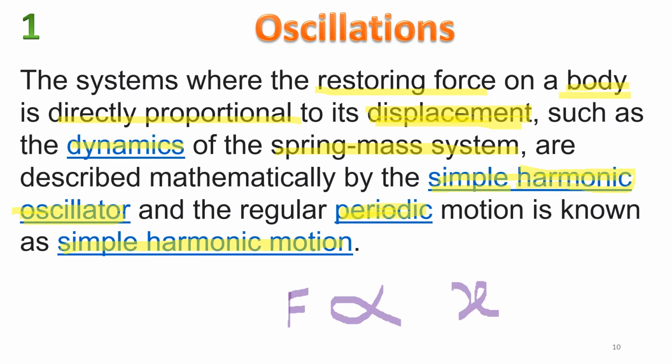When the system makes a complete cycle, starting from one point, going to the extremes, and returning back to the starting point here, that makes a complete cycle. So the time required for that we call the period, and the motion is periodic because it is repeating over and over.